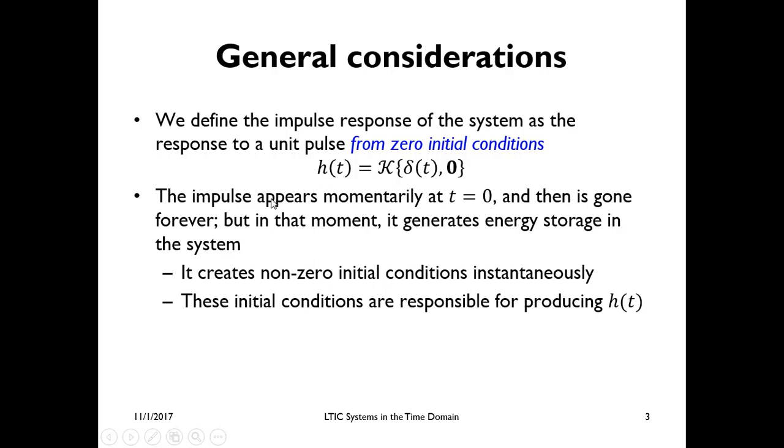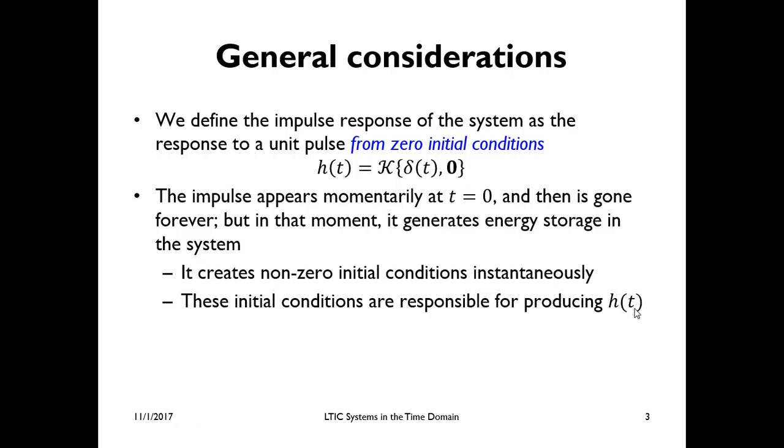The impulse function, our input, appears momentarily only at time t equal to 0 and then is gone forever. But at the moment that it appears, it actually generates and creates energy inside of the system. This energy is associated with non-zero initial conditions that appear instantaneously, and it is these non-zero initial conditions that are then responsible for producing our output signal, or effectively determining what is referred to as the impulse response h of t.